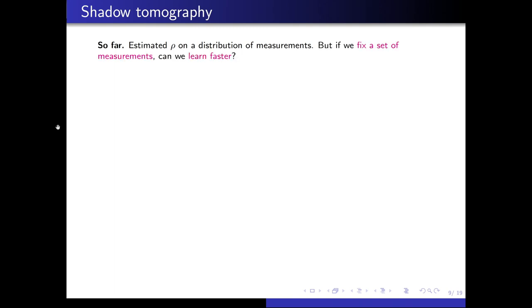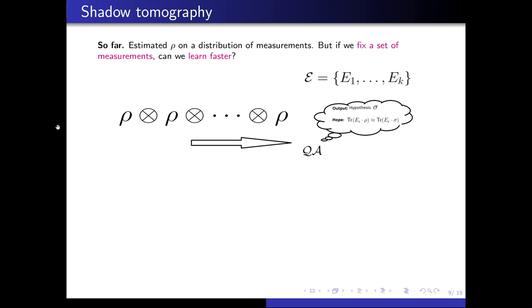of shadow tomography. So this was introduced by Aaronson a few years back, and the goal is the following. As I said, you estimated rho on a distribution of measurements, but what if we just want to learn rho under a fixed set of measurements? So again, here is my quantum algorithm. It receives copies of the quantum state rho, but also somebody tells me a set of measurements E1 to EK, and the goal of the algorithm is just to learn what is trace of rho times E1, trace of rho times E2, and so on and so forth. So it just needs to output trace of rho times EI for all EI from 1 to K.